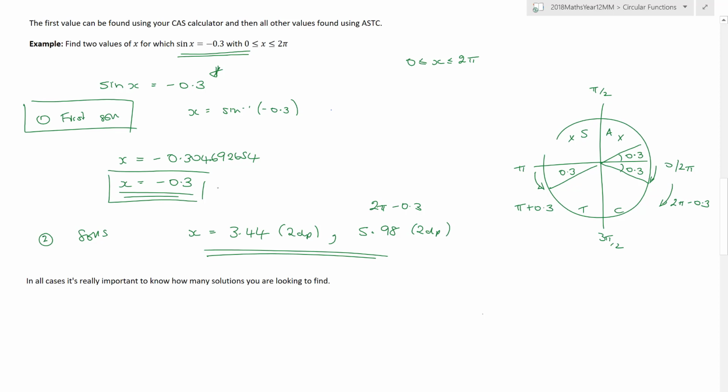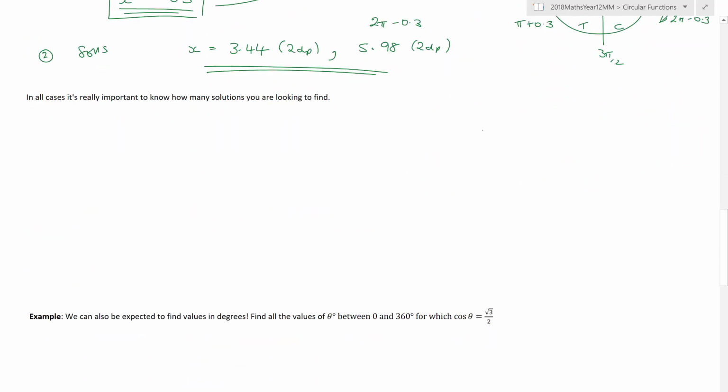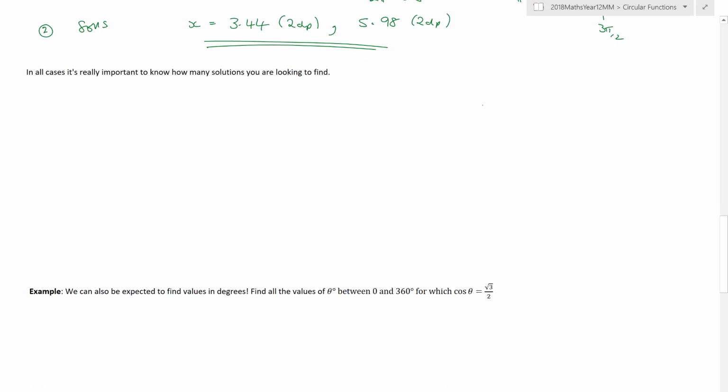In this situation, use that with my all stations to Canberra, and then make sure that you find the values in this situation between 0 and 2 pi. Right? In all cases it's really important to know how many solutions you're looking at. So if I had 2 sine theta, for example, and let's imagine all of these are going to go between 0 and 2 pi inclusive, that changes my amplitude. It doesn't change my period. So in that situation, my period is 2 pi, and as such, I'd be expecting two solutions.